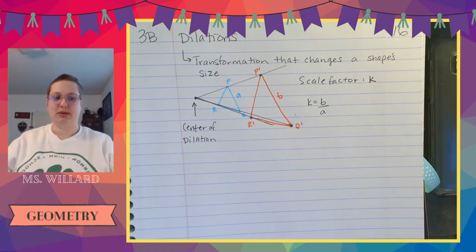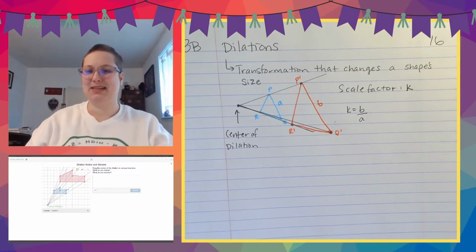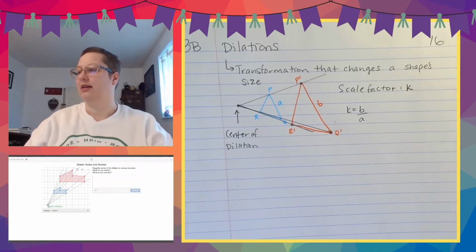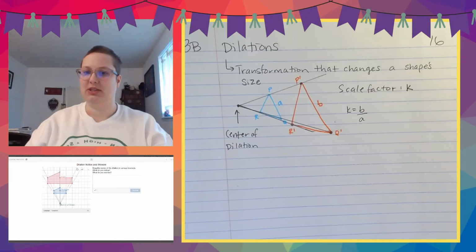Okay, let me show you something pretty cool. This is a Desmos activity I found. We're not going to do it because it's like 12 sides long and they're kind of thick. But if I move the center of dilation around, it changes where the shape is, but it doesn't change its size really, right? This is still double the normal size.